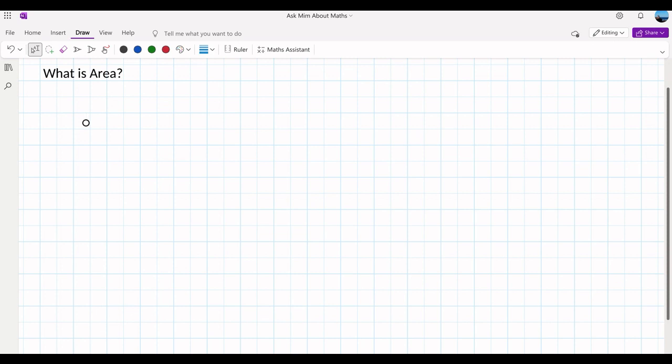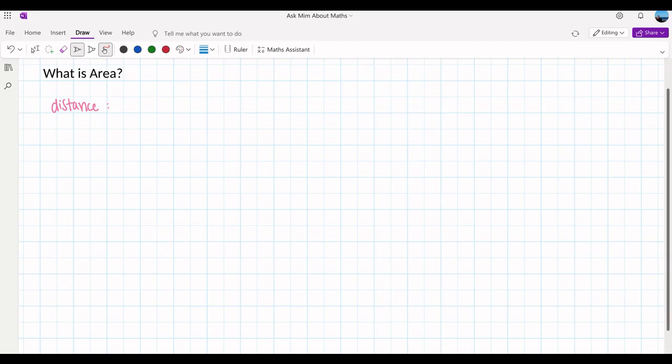So before I get into the different area formulas, I just want to clarify what is area. I'm sure you all know what distance is. Distance is the measure of one-dimensional space. So because it's one-dimensional, it can only go horizontally, which is sideways, or it can go vertically, which is up and down.